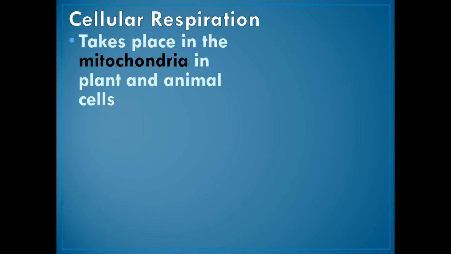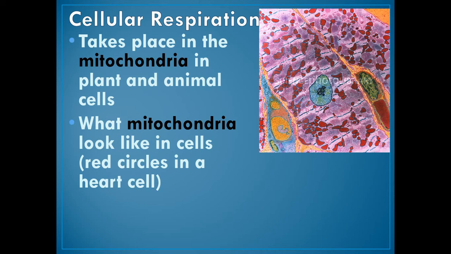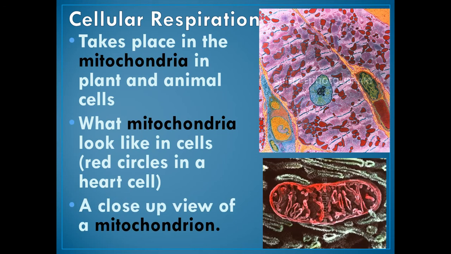Cellular respiration takes place in the mitochondria in plant and animal cells. This is what mitochondria look like. Take a look at the red circles inside this heart cell. The whole thing is one heart cell, and these red circles inside that heart muscle cell are mitochondria. You can see there's a lot of them in there. You can compare these to chloroplasts in a plant cell. In plant cells, remember, you also have mitochondria, so plants do both photosynthesis and respiration, whereas animals only do cellular respiration. They do not do photosynthesis.